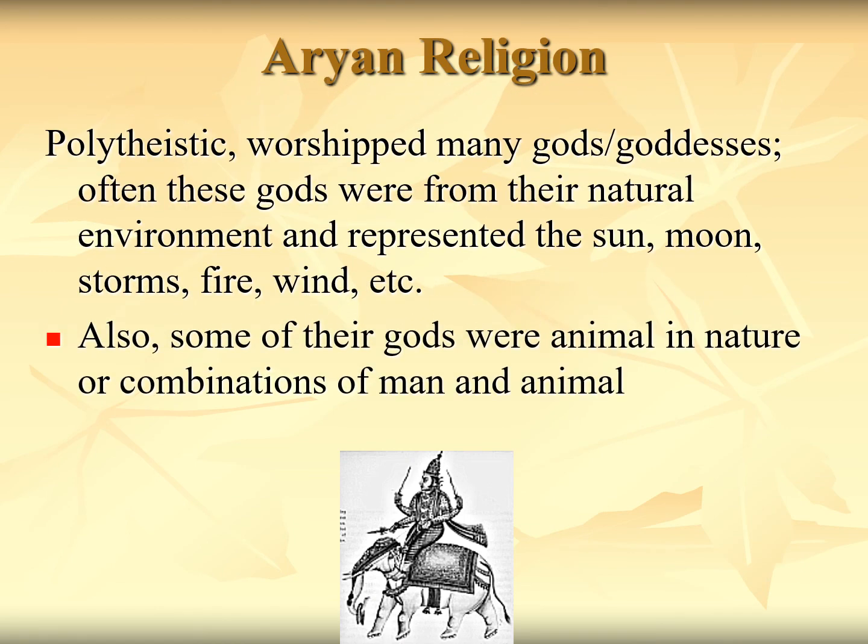So the Aryan religion was polytheistic, means they worshipped many gods and goddesses. Often these gods were from their natural environment and represented the sun, the moon, storms, fire, wind, things like that. And also some of their gods were animal in nature or a combination of man and animal, also known in circles of social studies at Woodson as manimals. And we'll go deeper into the Aryan religion, which becomes Hinduism, next unit. And that's it for our notes today.